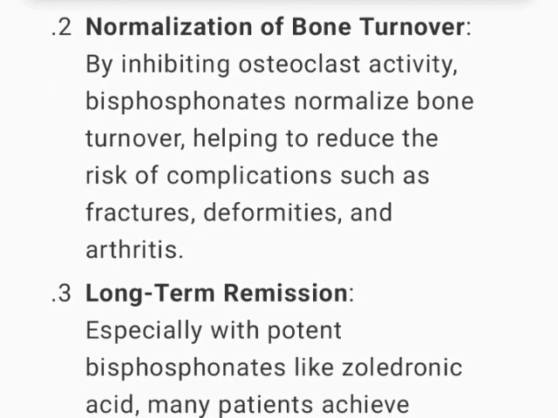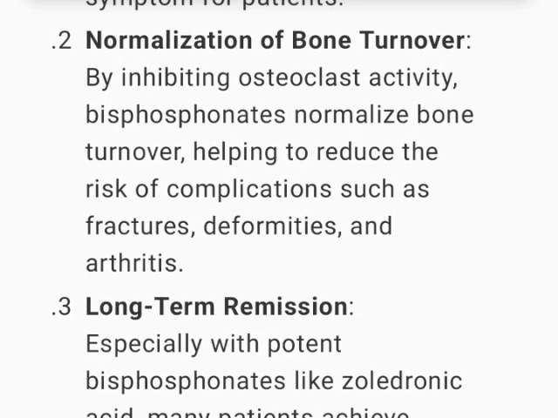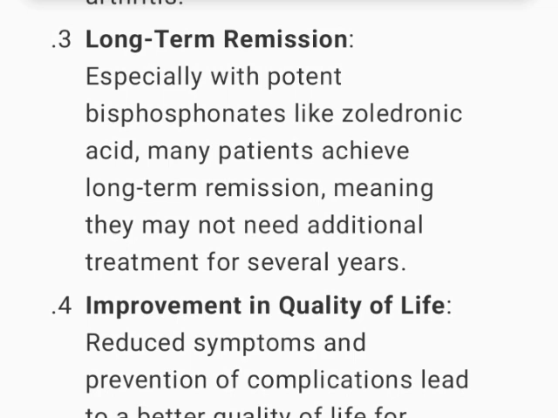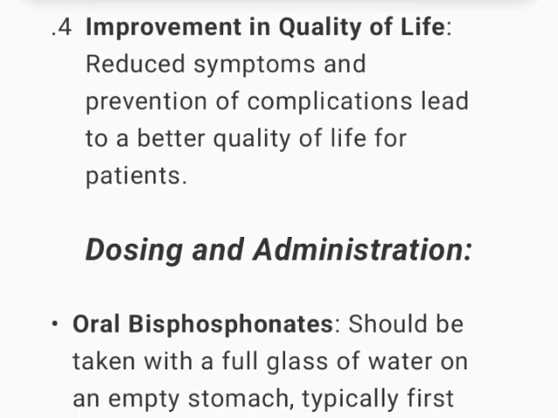2. Normalization of bone turnover. By inhibiting osteoclast activity, bisphosphonates normalize bone turnover, helping to reduce the risk of complications such as fractures, deformities, and arthritis. 3. Long-term remission. Especially with potent bisphosphonates like zoledronic acid, many patients achieve long-term remission, meaning they may not need additional treatment for several years. 4. Improvement in quality of life. Reduced symptoms and prevention of complications lead to a better quality of life for patients.